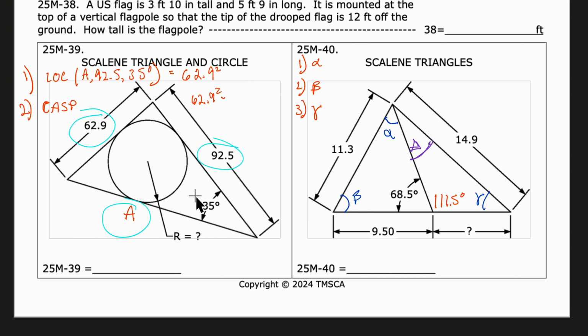So in this case, with law of cosines, what we could do is 62.9 quantity squared equals 92.5 squared plus the unknown side, which I'm going to call a, squared, minus the 2 sides multiplied, 2 times 92.5 times a, times cosine of the angle opposite of 35 degrees. And so from there we could solve for a, throwing it into the solver.